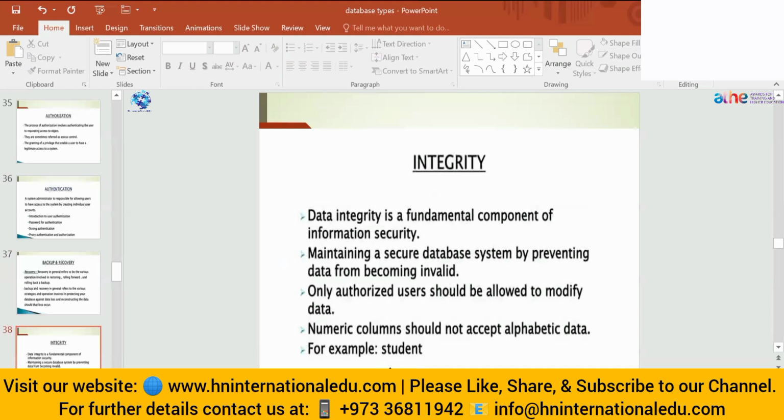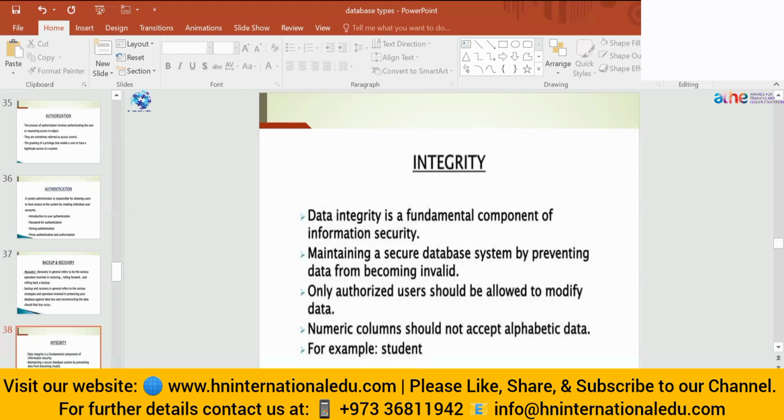Then we have the other term, that is integrity. Basically, these are the terms that are linked with database security. We have to deal with them. Integrity is a fundamental component of information security. Maintaining a secure database system by preventing data from becoming invalid. So our data must be valid.